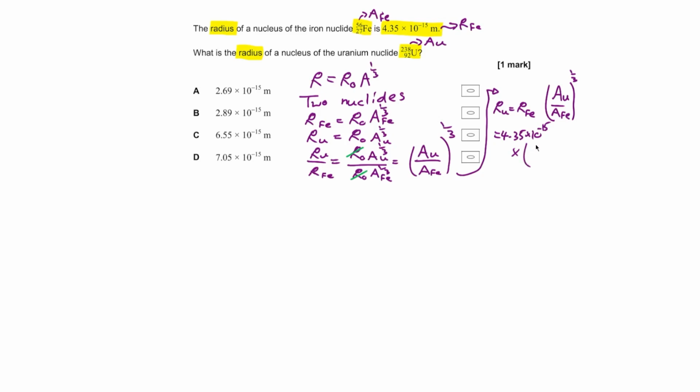So that gives us 238 divided by 56 to the power of a third. This gives us a value of 7.046 times 10 to the minus 15. And so R U is approximately equal to 7.05 times 10 to the minus 15 meters. This is to 3 significant figures because the data in the question has all been given to 3 significant figures where appropriate. Therefore, our answer has to be D.